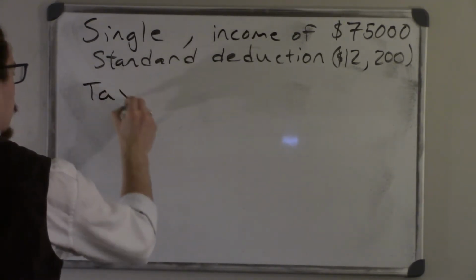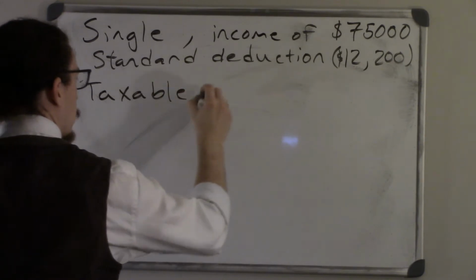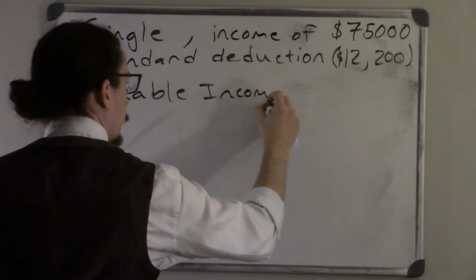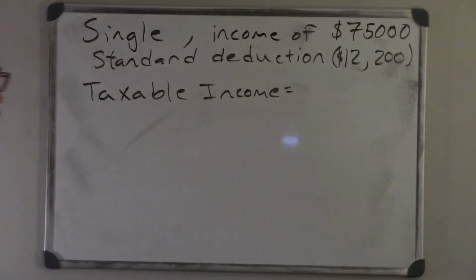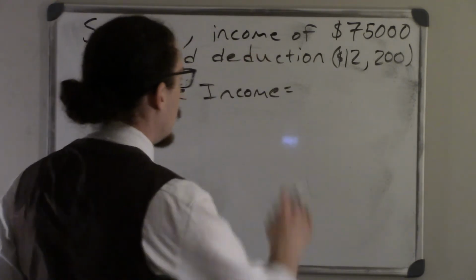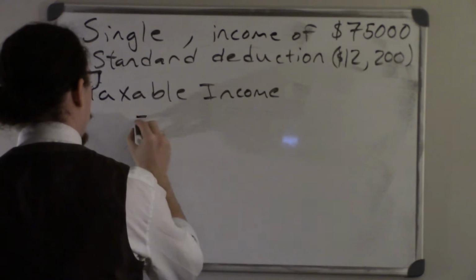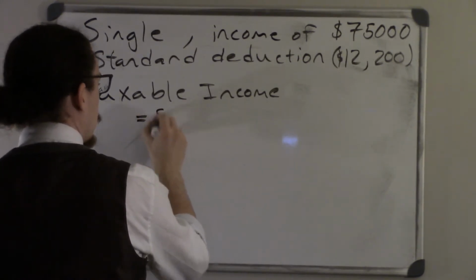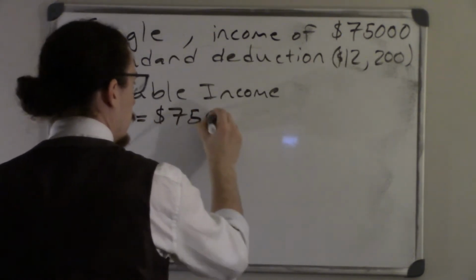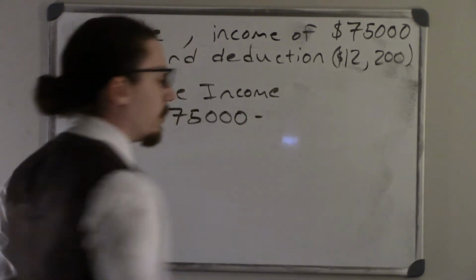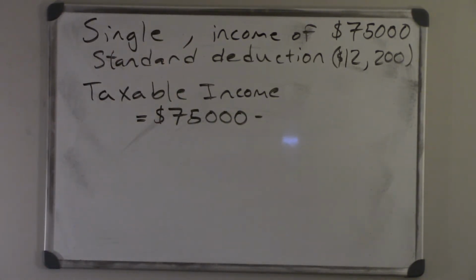The first thing that we need is our taxable income. We know that our taxable income is our income, and actually I'm going to move this down here so we have enough space, $75,000, and then we're going to subtract from that any exemptions or deductions. So we're saying this individual is taking the standard deduction.